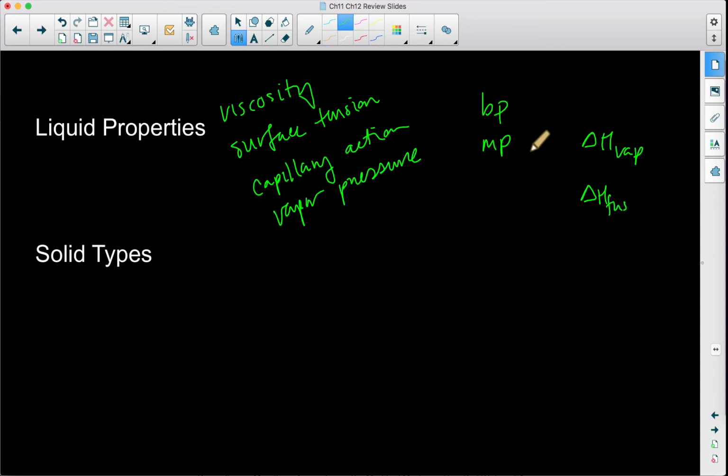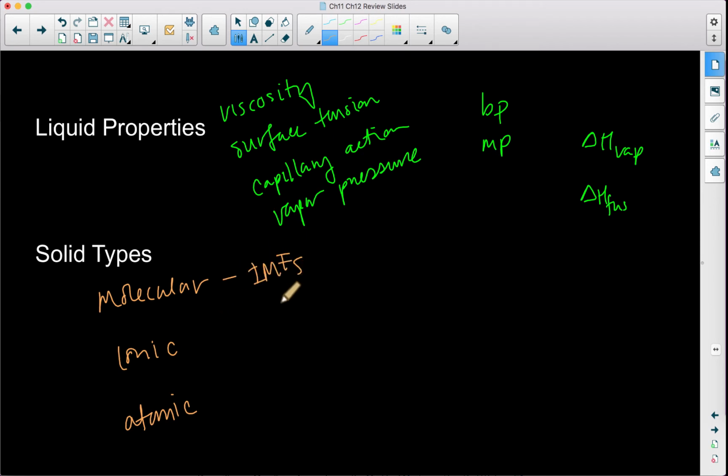Okay. Solid types. So we have all of our different types of solids that your book goes over. We have our molecular solids, we have our ionic solids, and we have our atomic solids. Molecular compounds are going to be held together by IMFs, which I think makes sense. And examples of these would be like what? Sugar, or water, or lots of things. We've drawn lots of them and talked about lots of them.